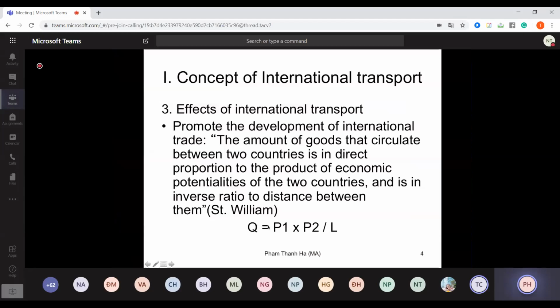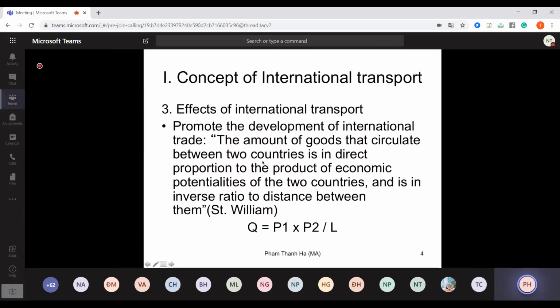we have another way to describe these effects of international transport: the amount of goods that circulate between two countries is in direct proportion to the product of the economic potentiality of the two countries, and is in inverse ratio to the distance between them. This is an idea from Professor Willam in England, and he said that the amount of goods that circulate between the two countries.